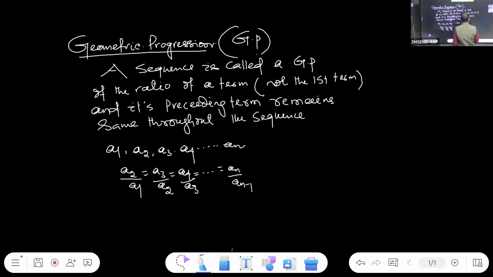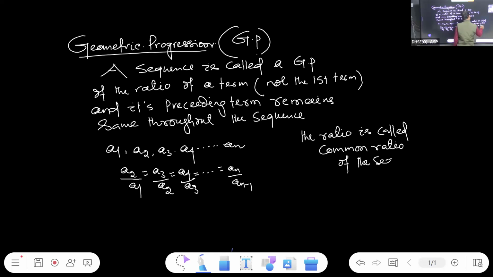The ratio is called the common ratio of the sequence. Quickly note it down.